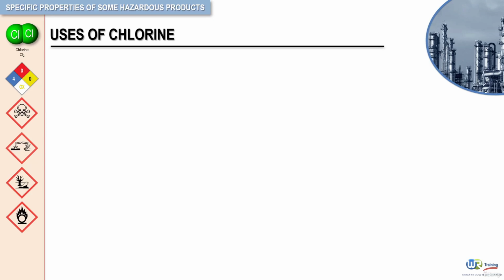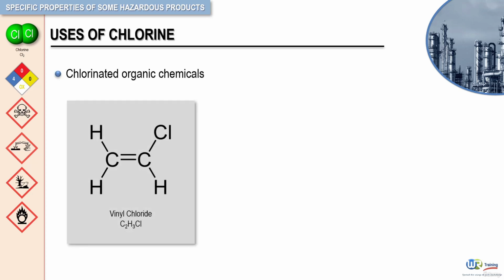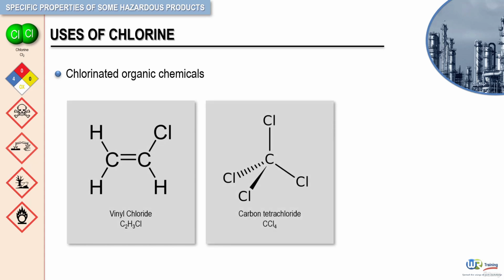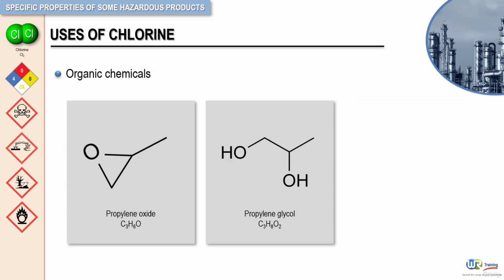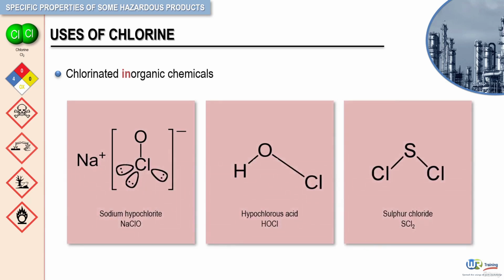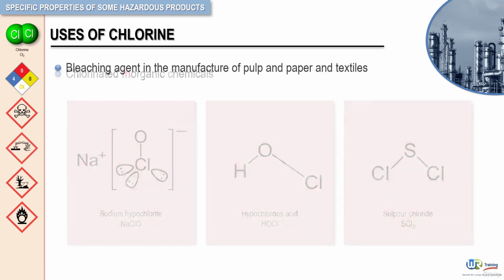Chlorine is one of the most commonly manufactured chemicals in Europe and in North America. Chlorine is used to make chlorinated organic chemicals such as vinyl chloride monomer, carbon tetrachloride, and chlorobenzenes. Also to make organic chemicals such as propylene oxide and glycols, and chlorinated inorganic chemicals such as sodium hypochlorite, hypochlorous acid, sulfur chlorides, and so on. Chlorine is also widely used in the following applications.